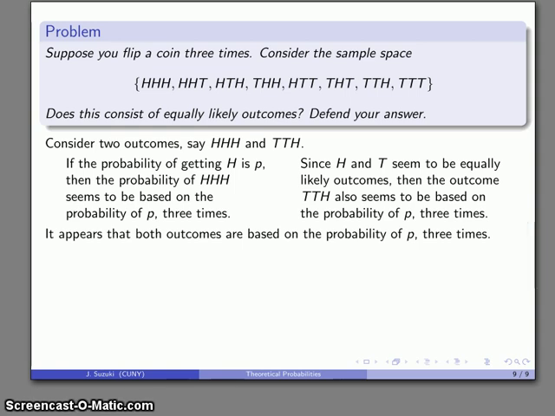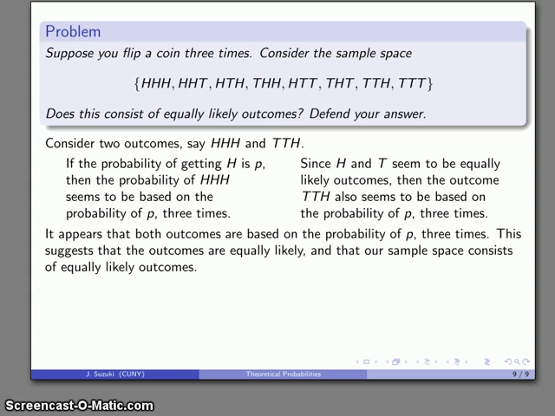And because they're based on the same probability, used the same number of times, it seems reasonable to conclude that these are equally likely outcomes, and because the argument can apply to any other outcome in our sample space, it seems that we do in fact have a sample space that consists of equally likely outcomes. And that is an important step in what comes next.